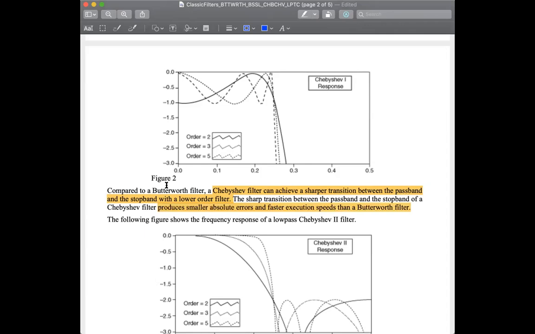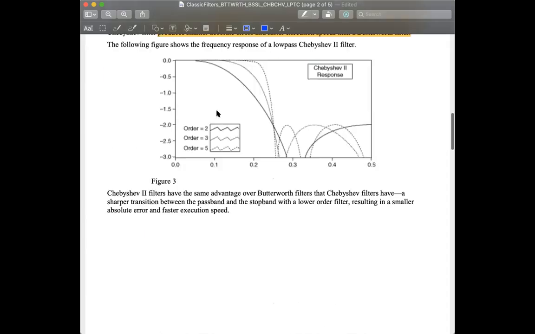Yani it's a better filter than a Butterworth filter. Okay? Chebychev 1, pass band ripple. Chebychev 2, stop band ripple. Okay, stop band ripple. So we lose something in the stop band, but we gain something in the pass band here. Okay, same advantages over Butterworth filter.